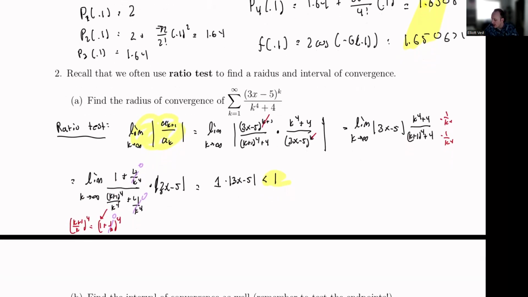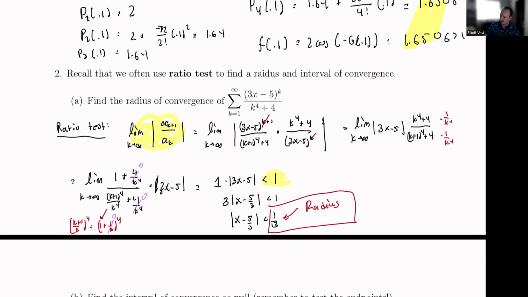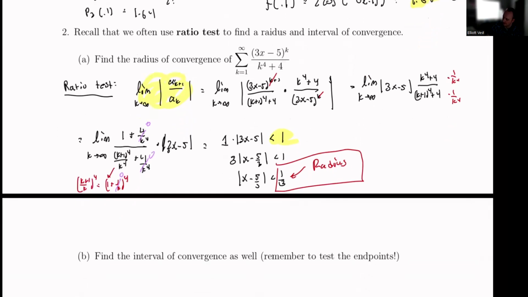So how do we find the radius of convergence? You need it to be of the form |x minus a| less than r. That's how you find your radius. So I'm going to divide everything by 3 or factor out a 3 here. So we have 3 times |x minus 5/3| less than 1, or |x minus 5/3| is less than 1/3. This is the radius here. So we have a radius of convergence of 1/3 here.